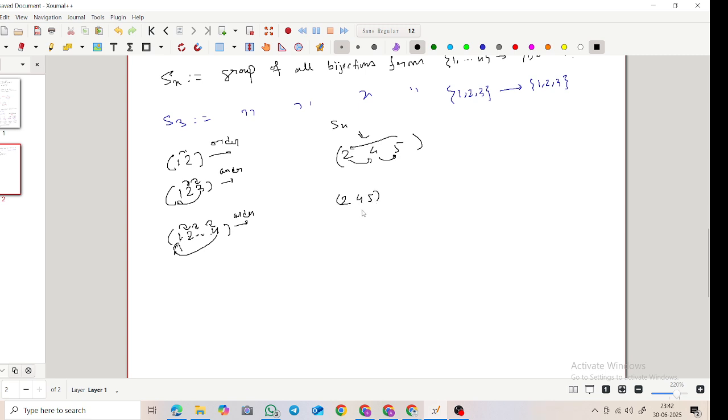Okay, so let me tell you what I mean by the cycle 2, 4, 5. So 2, 4, 5 is a permutation. What do I mean by this function? I mean 2, 4, 5 applied on 2 is 4, applied on 4 is 5, applied on 5 is 2, and applied on i is i if i is not equal to 2, 4, 5. Clear? The function is clear. What is the explicit bijection there? Okay.